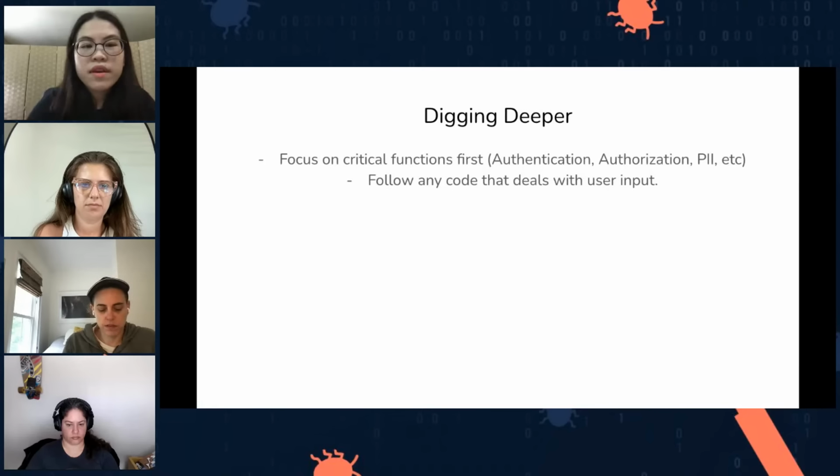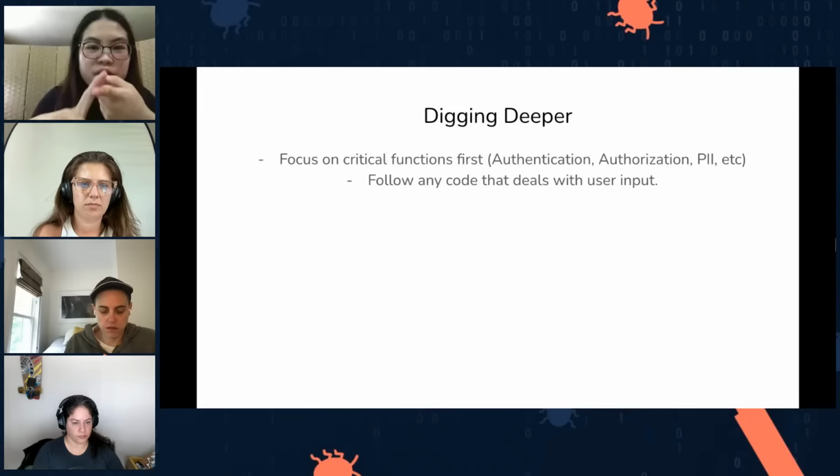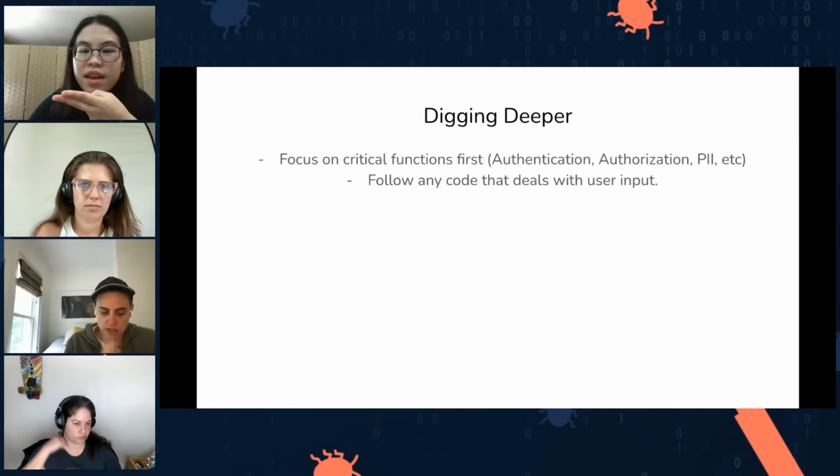And another thing that you should pay attention to when conducting a deeper source code analysis is that you should follow any code that deals with user input. So first, look at critical functions, and then look at all the locations that take in user input and see if they can reach dangerous functionality.